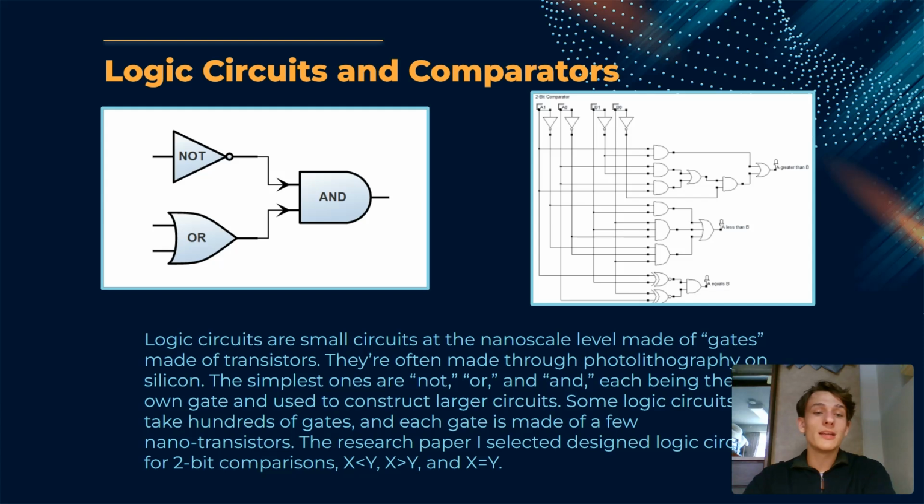Logic circuits, you've probably seen gates like these on the top left, NOT, OR, or AND, especially if you've taken a discrete math class, but those are each gates, and combinations of those gates are used to make logic circuits. Each of these gates are made of transistors, normally made of silicon, which are typically made through photolithography. You probably remember that as the top-down approach to creating nanostructures, using light to create a pattern on a substrate.